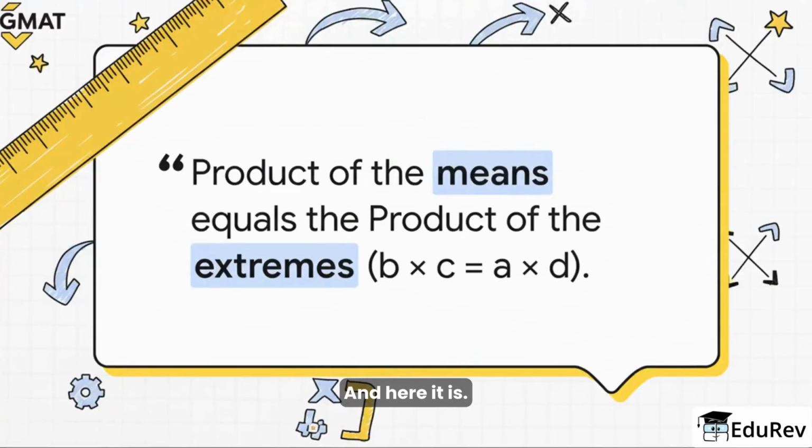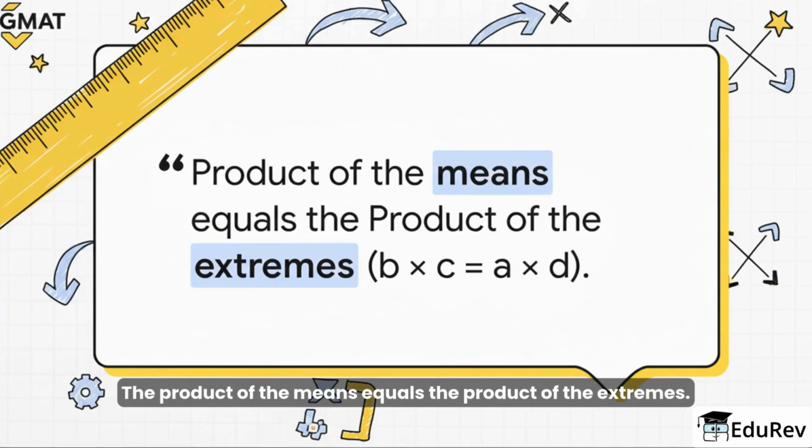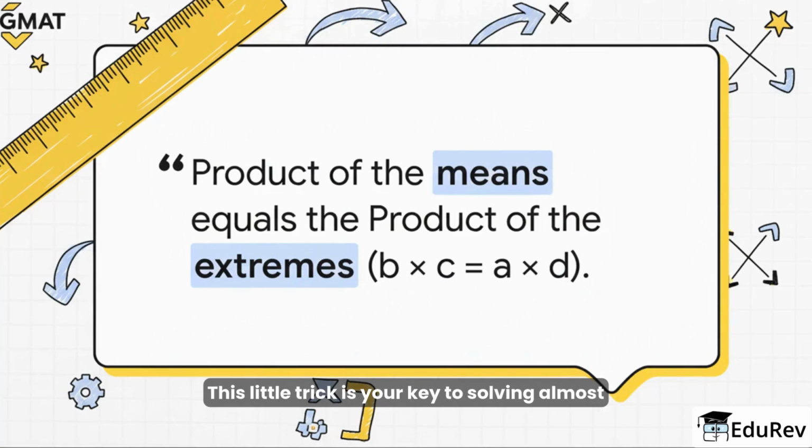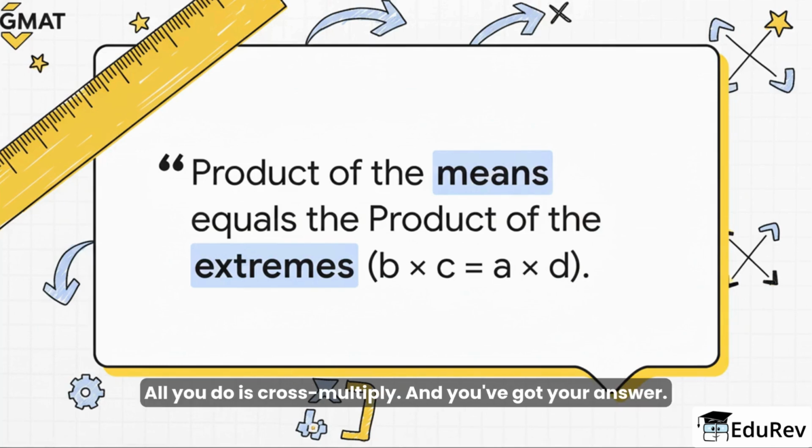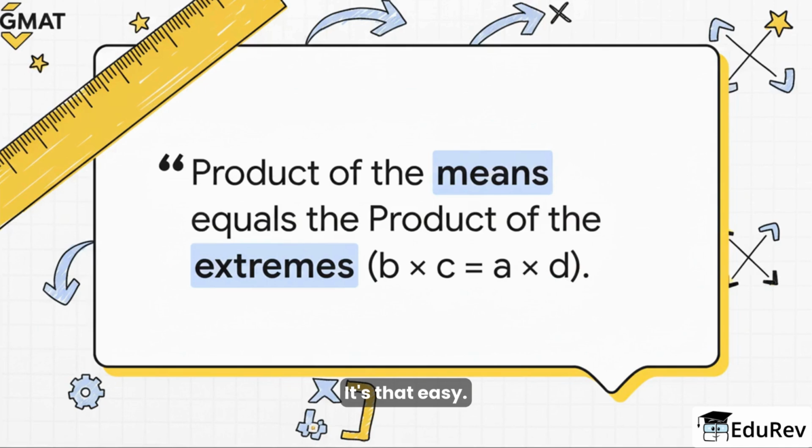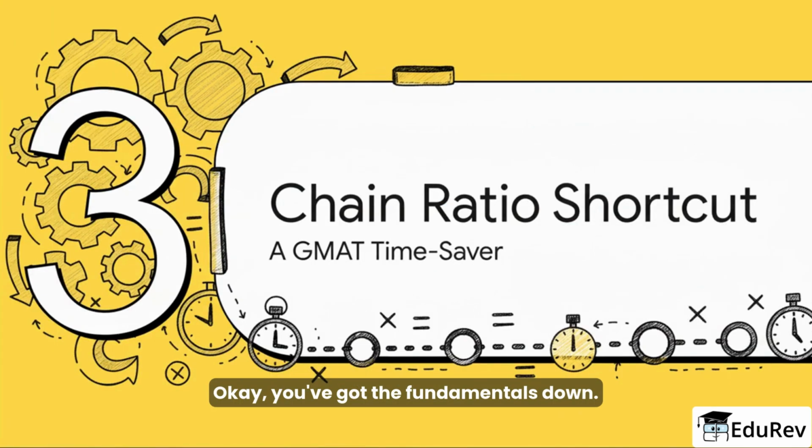And here it is. This is the golden rule of proportions. The product of the means equals the product of the extremes. This little trick is your key to solving almost any proportion problem you'll see. All you do is cross-multiply, and you've got your answer. It's that easy.